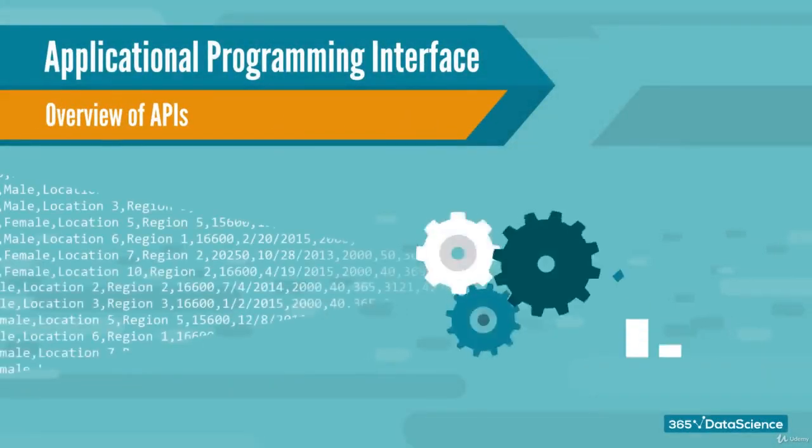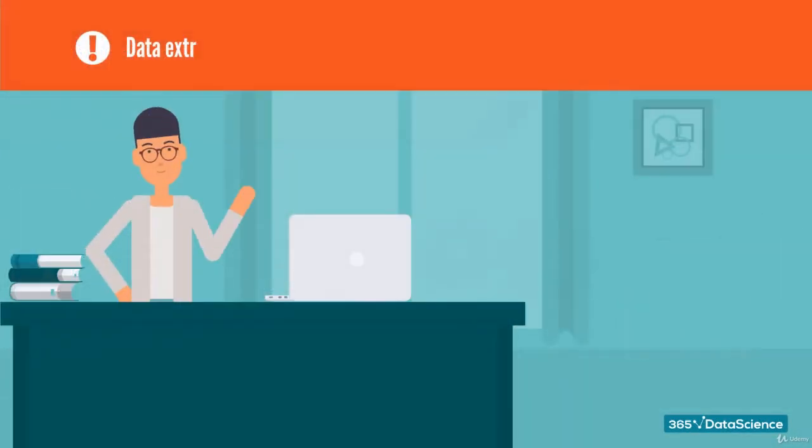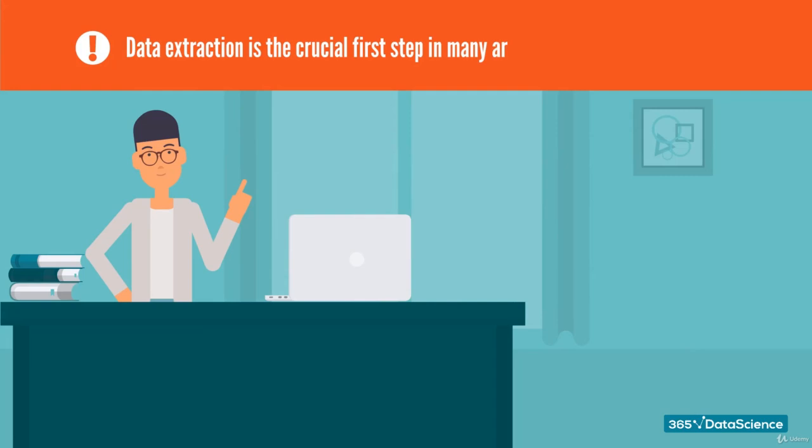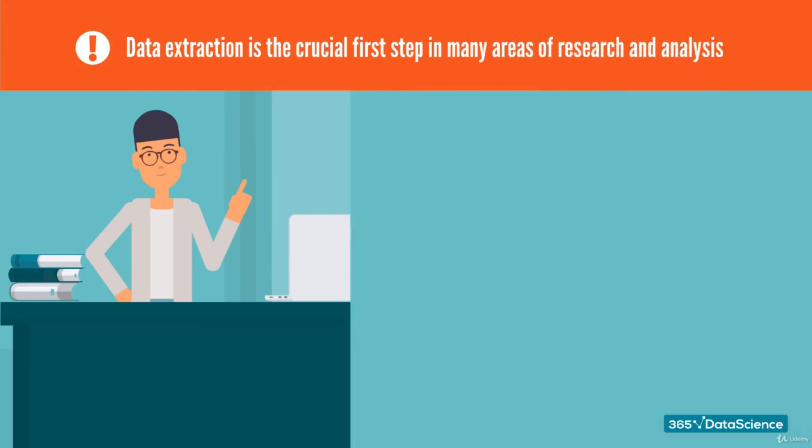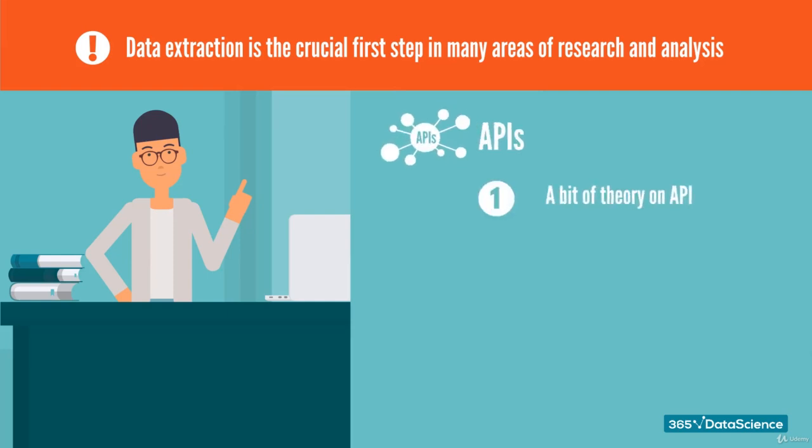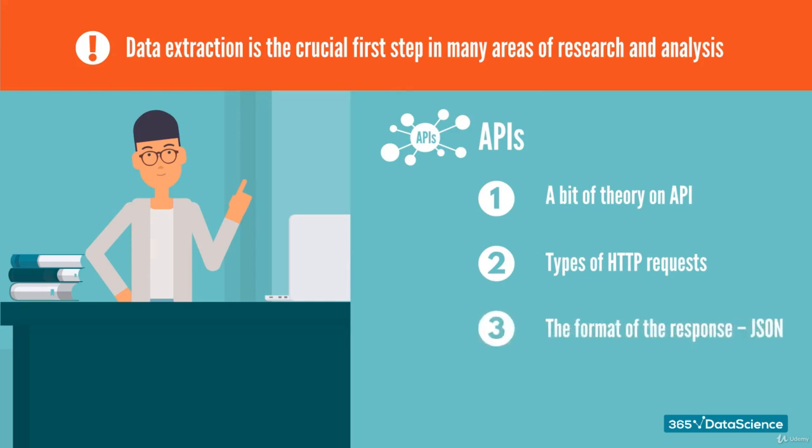Welcome back. As we've discussed, data extraction is the crucial first step in many areas of research and analysis. And in this section, we will consider one avenue of data extraction, namely APIs. First off, we're going to start with a bit of theory on what an API is, the different types of HTTP requests, and the format of the response, JSON.